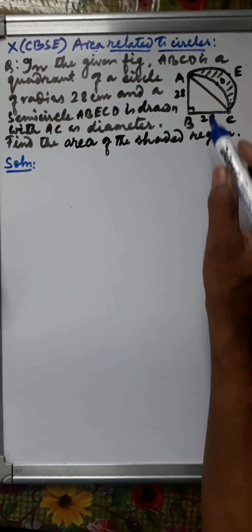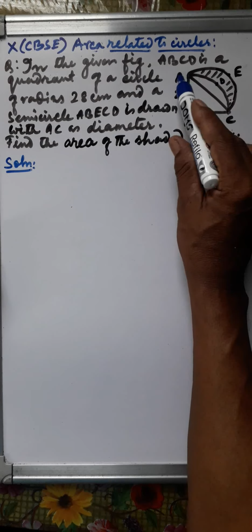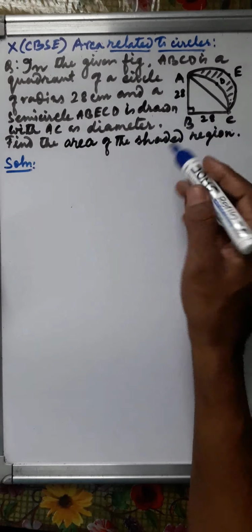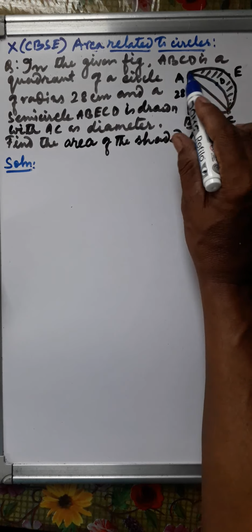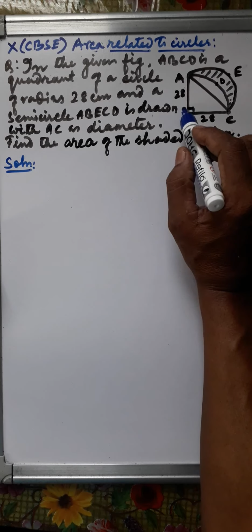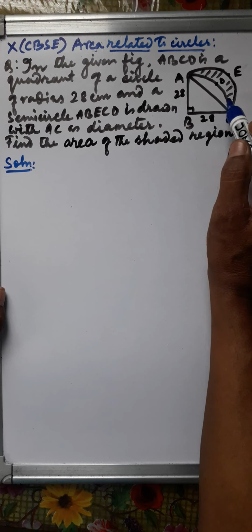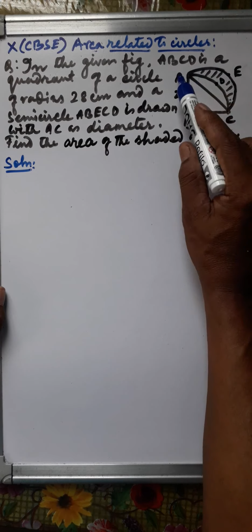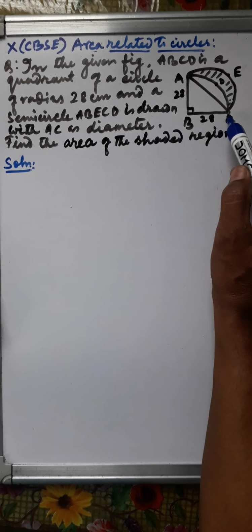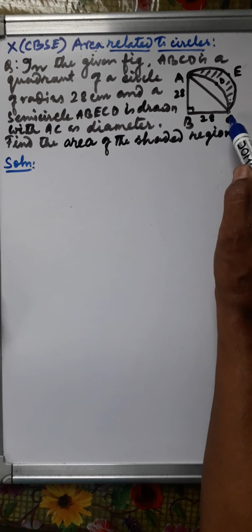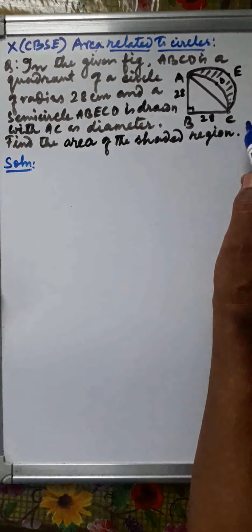Generally, if you find the whole area of the figure and from that subtract the area of the unshaded region, you will get the area of the shaded region. The area of the unshaded region you can easily find by using the formula of the quadrant. But if you want to find the area of this semicircle, you have to find the length of AC. AC is the diameter, so its half will be the radius, and AC can be obtained by using the Pythagoras theorem. So let us find.